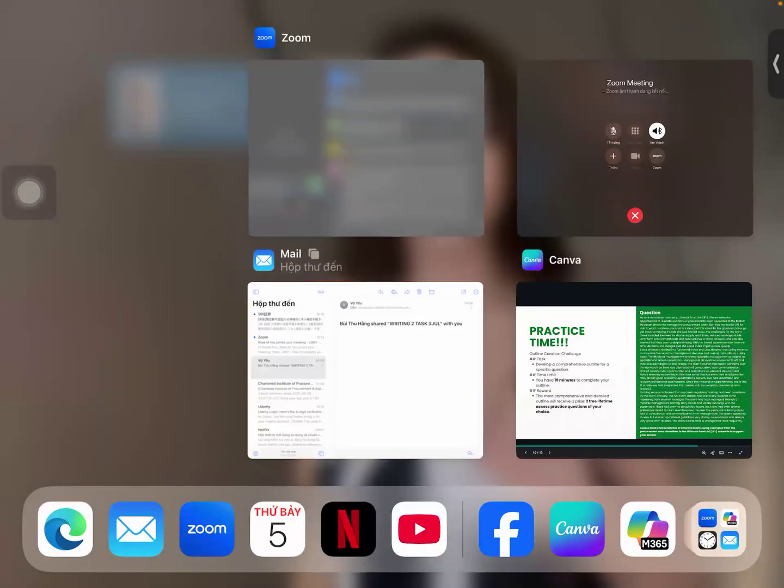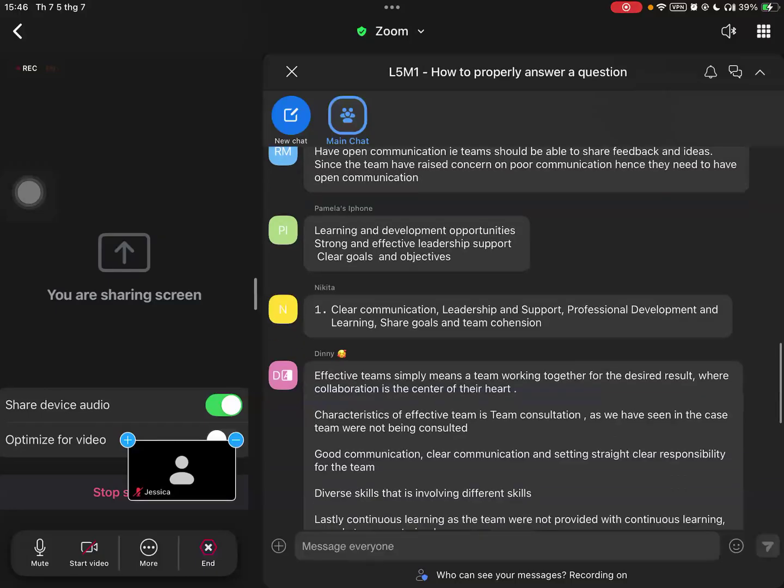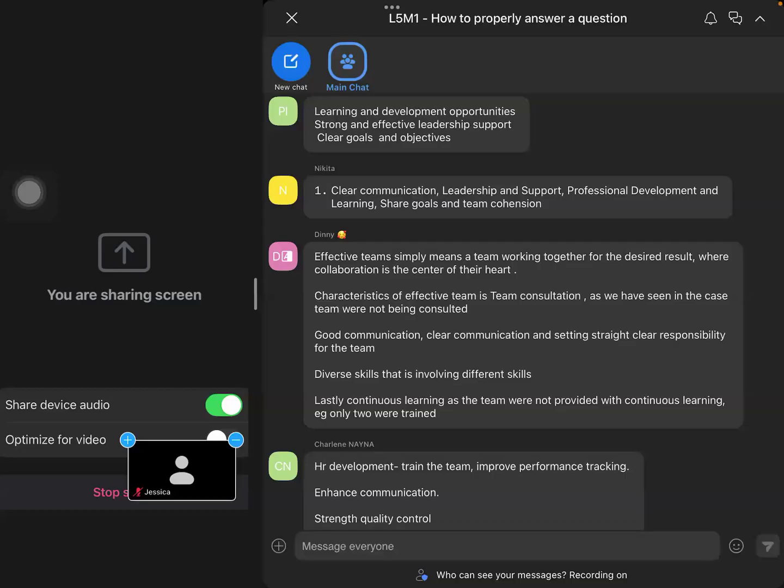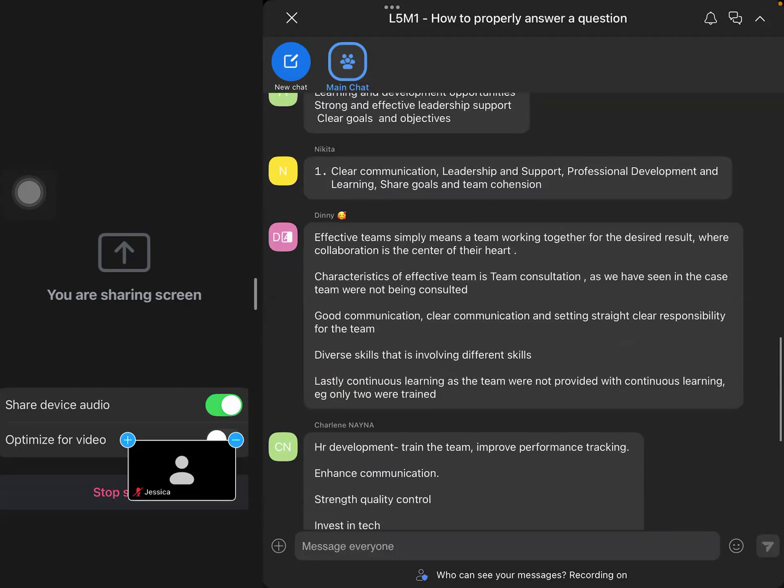Overall, with every answer here, I feel most impressed with the answer from Ginny. So she's showing the composition, not just including the four characteristics, but also how to approach the question and how she can develop the answer in detail. So for this question, I am particularly impressed by Dini's answer, and she will be the winner of today's competition.